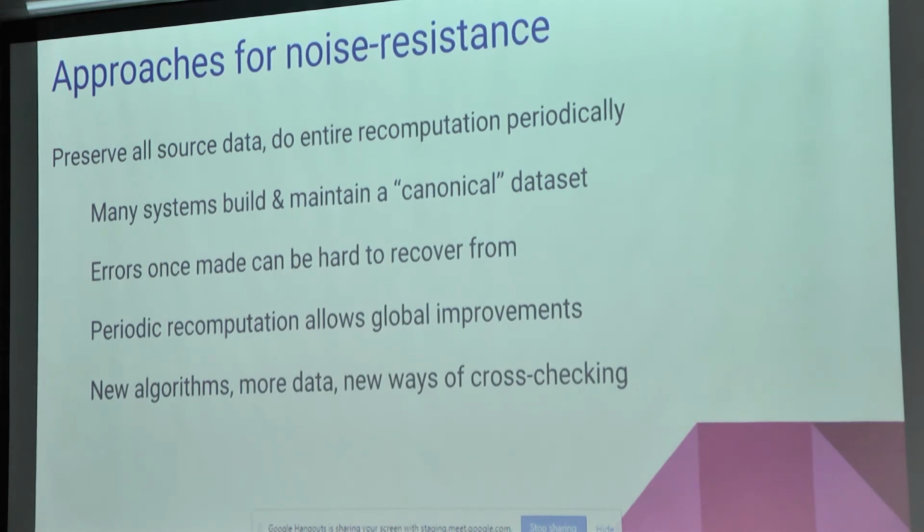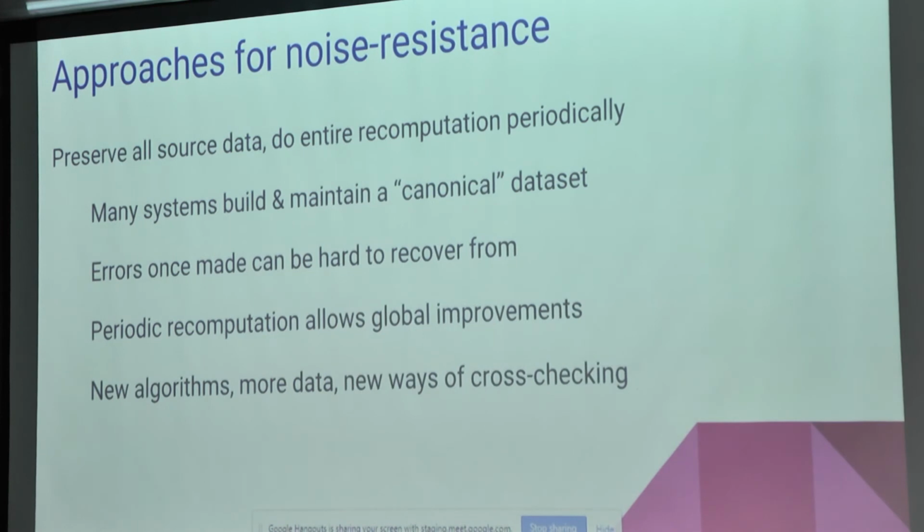So I will describe some of the approaches that we have used to deal with errors, to build a noise-resistant system. First, and I think people were surprised when I described this initially, is to preserve all source data. There is no canonical data set behind Google Scholar. You just do entire recomputation periodically. You expect to refresh what you consider as true every so often.